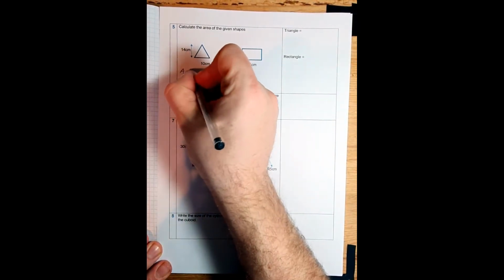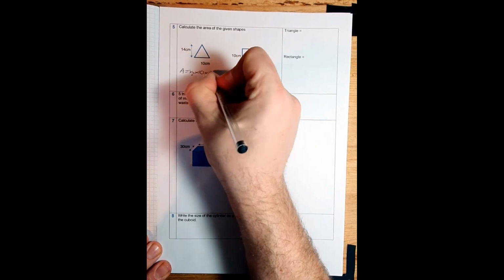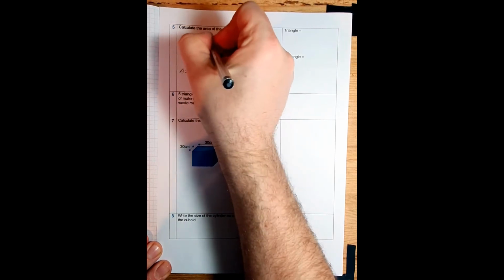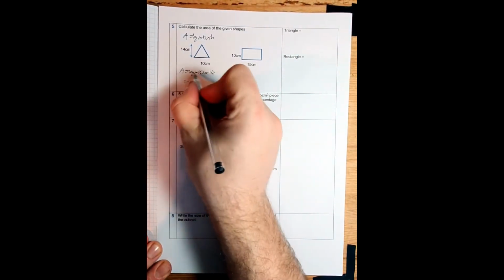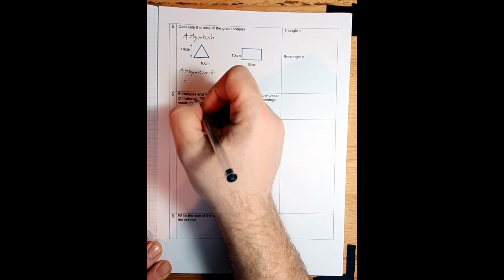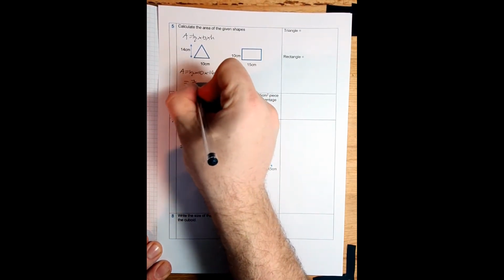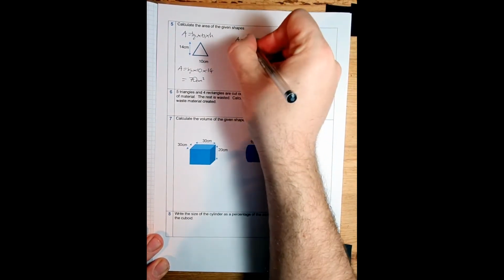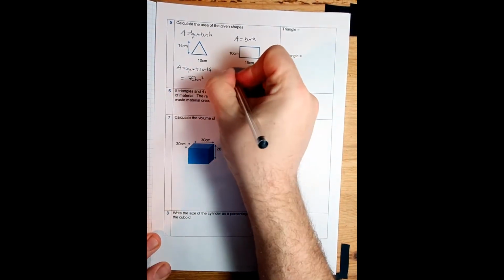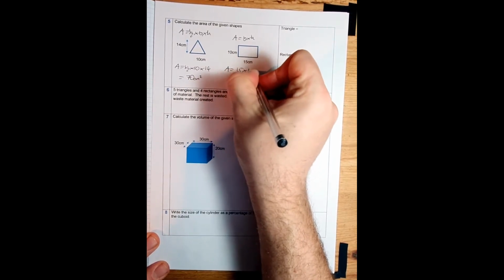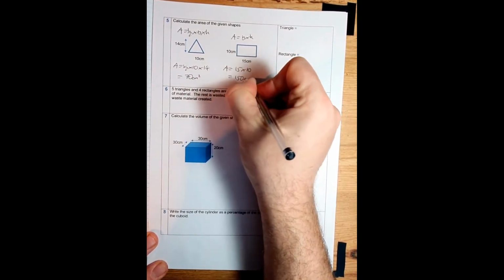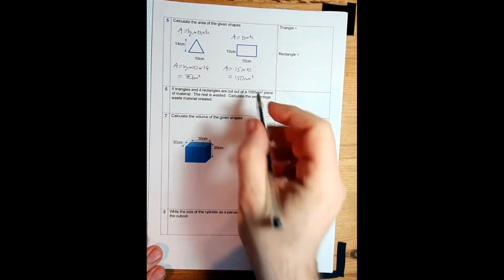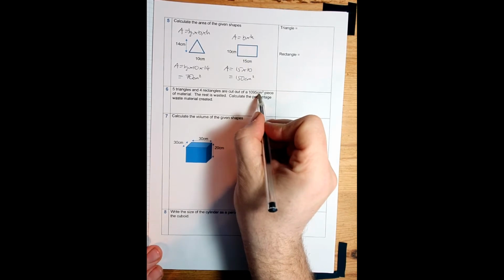Triangle, half times base times height. I should actually write out half times base times height. Half of 10 is 5, 5 times 14. I can use my calculator, but I don't need to. And for a rectangle, it's just base times height, there's no half, so area is 15 times 10, so that's 150 centimetres squared.